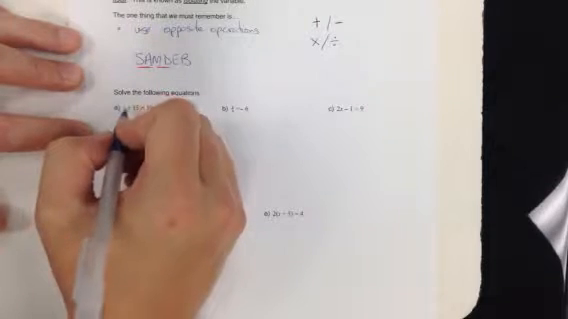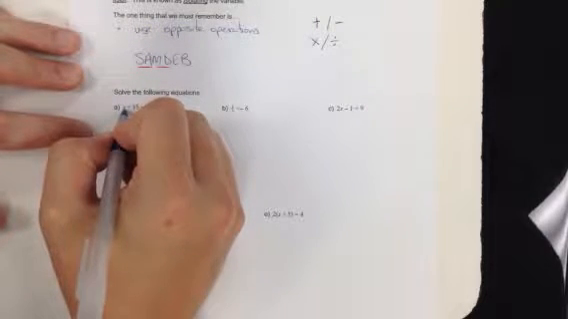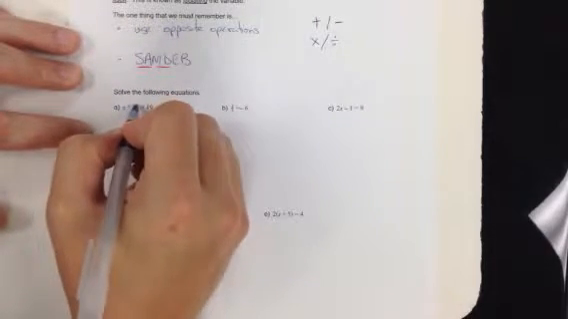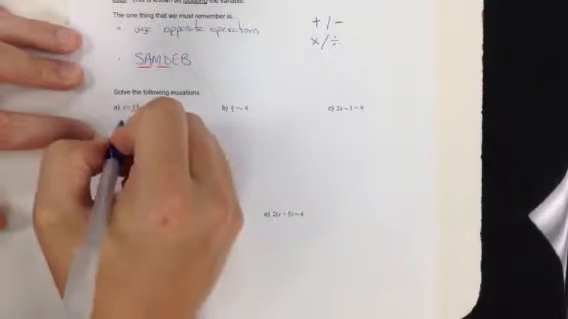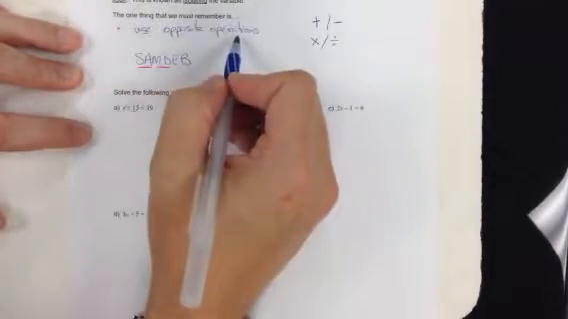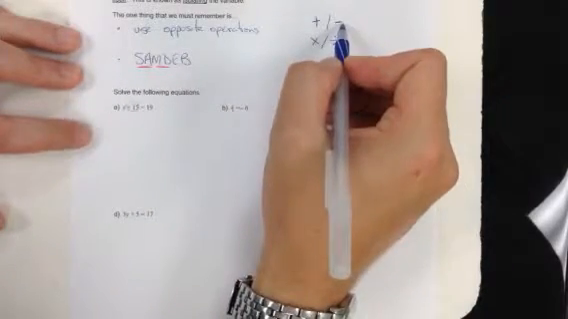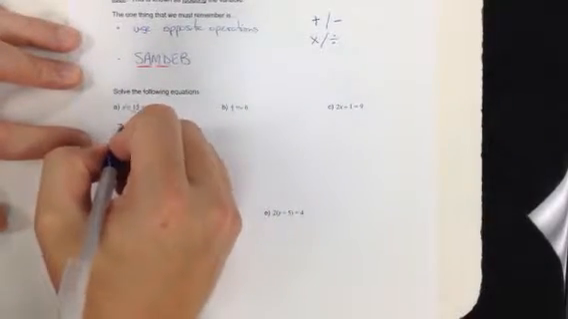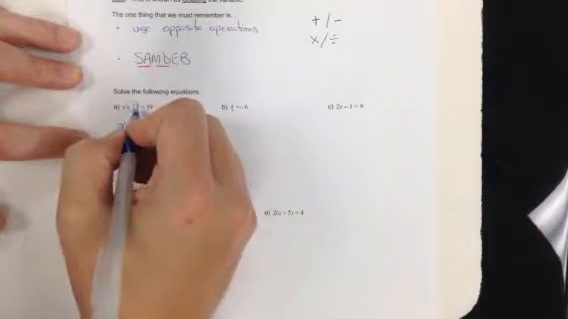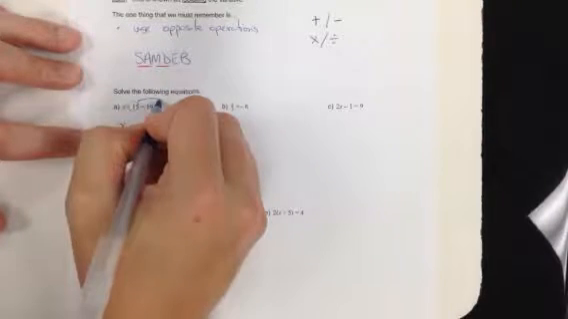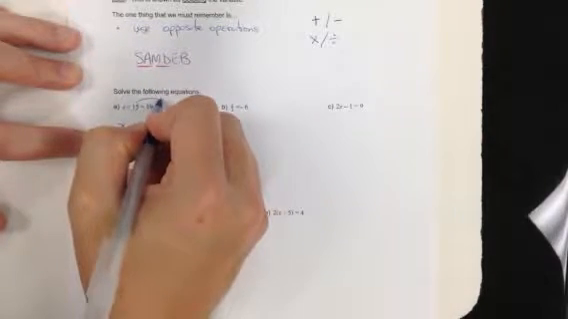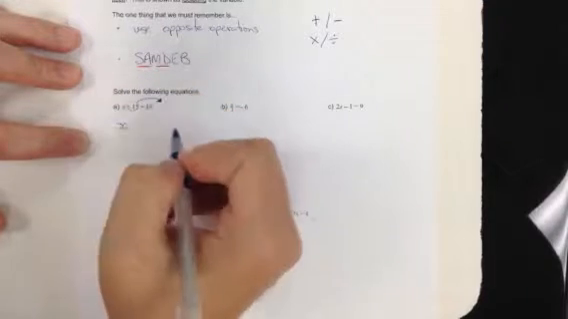Our goal is to try and get this x by itself. That means I need to get rid of this plus 15 here. The way that we're going to do that is using opposite operations. What's the opposite of addition? We set up here that the opposite of addition is subtraction. So I'm going to take that 15 and throw it over here on the other side of the equal sign.